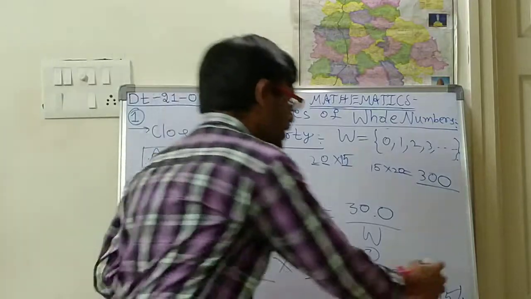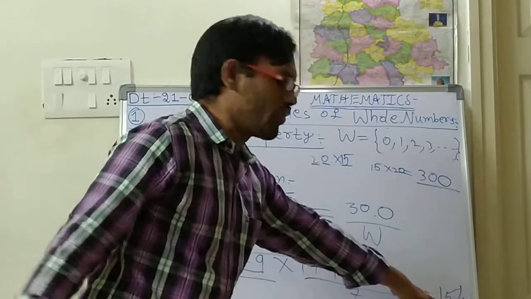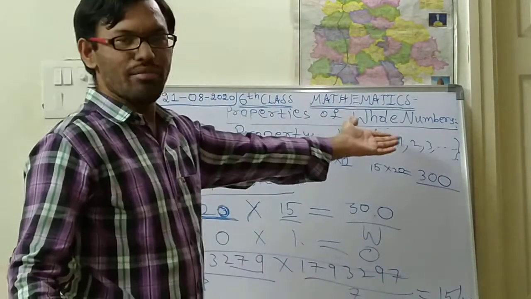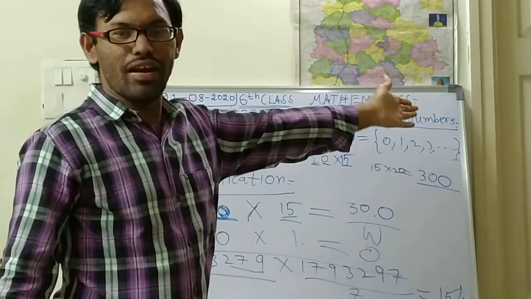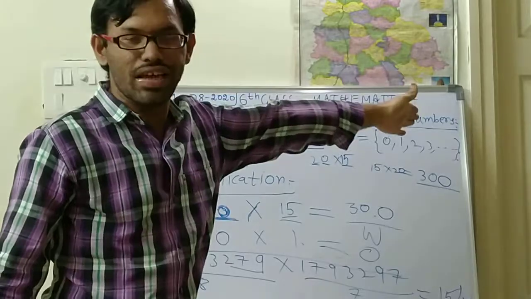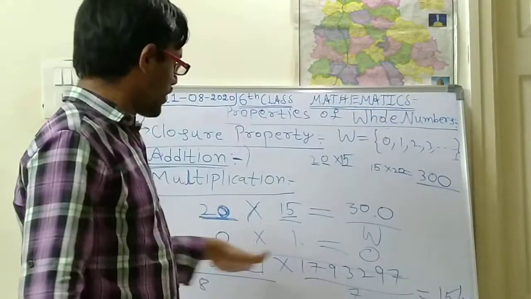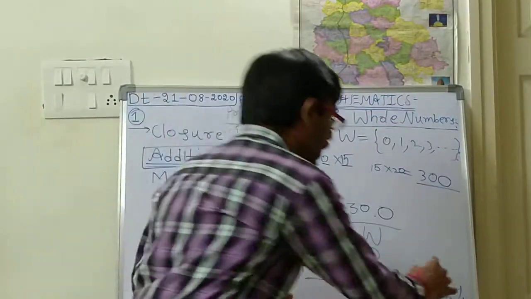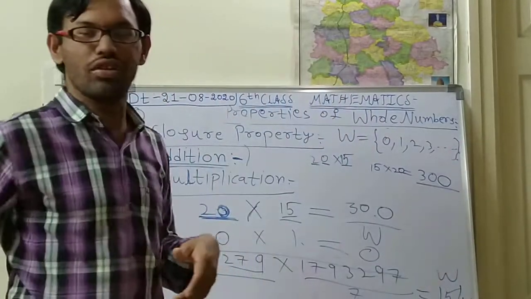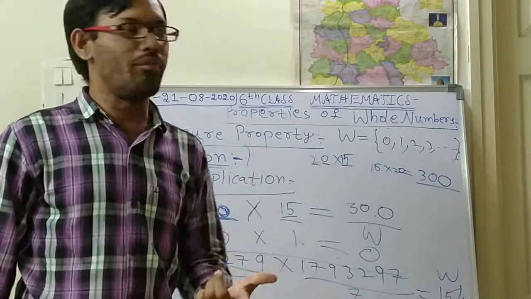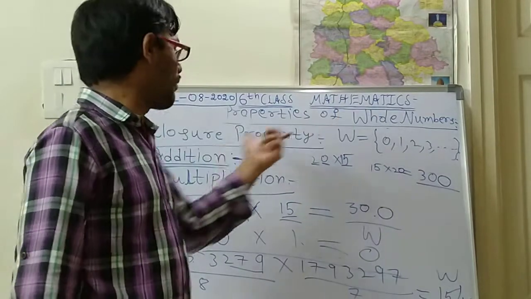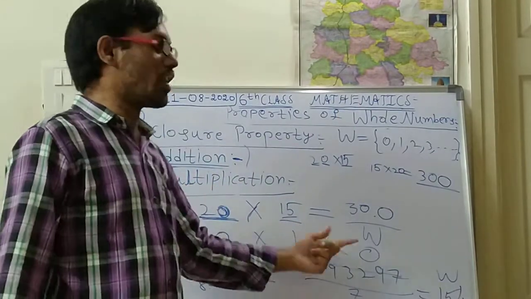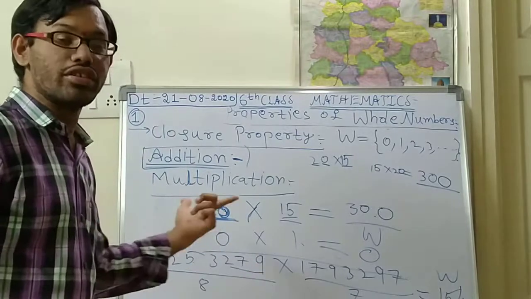So that means, what is the meaning here? The 15-digit number is also a number only. Is it right? There won't be any end for the whole numbers or for the natural numbers. So this is also a whole number only. The final result will also be one whole number only. So that means closure property of whole numbers under multiplication is also satisfying.